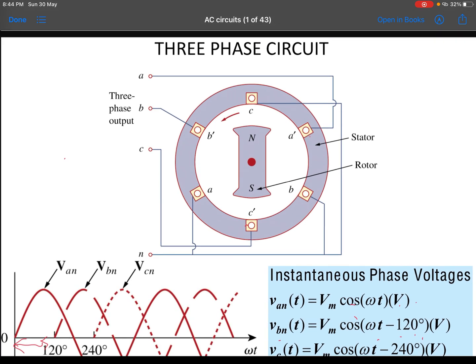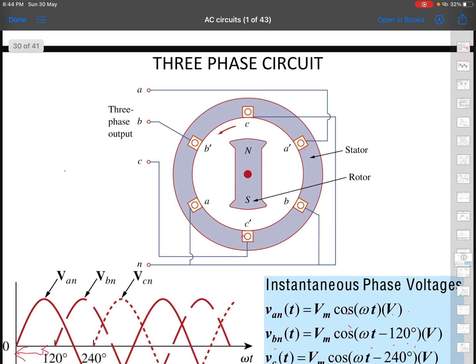Now we'll go further to a very important concept, that is the three-phase circuit. Three-phase circuits are important in the sense that throughout the world you find power transfer or power transmission happening in these kinds of circuits.